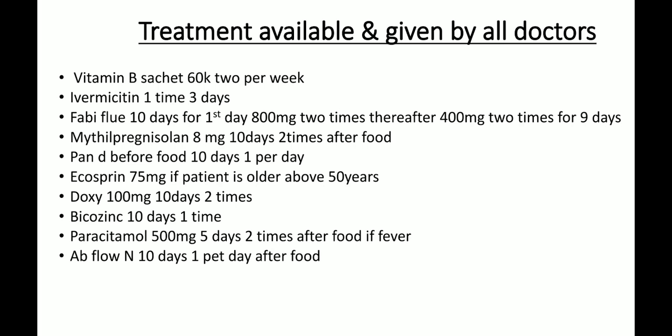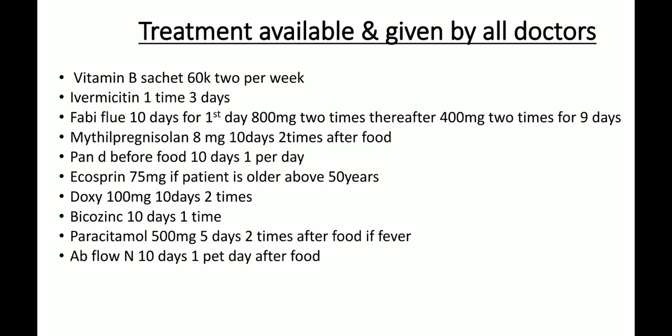Then Ecosprin 75 mg if the patient is older than 50 years. Please understand, most of the time because of these medicines, clotting of the blood starts, which may result in a heart attack. It has been observed that most of the people who died in corona died because of the attack only. So the best way is Ecosprin 75 mg tablets, which will thin your blood. Take Ecosprin 75 mg. I even recommend that if you are above 30, you should go for the Ecosprin.